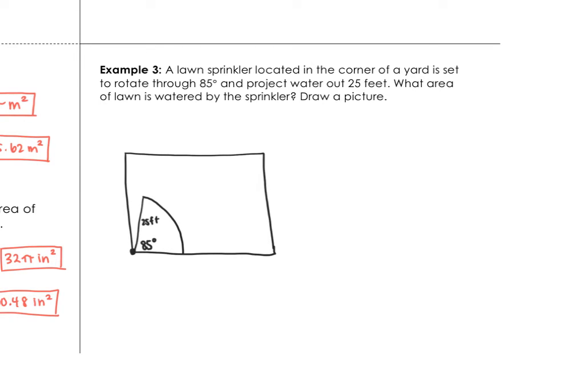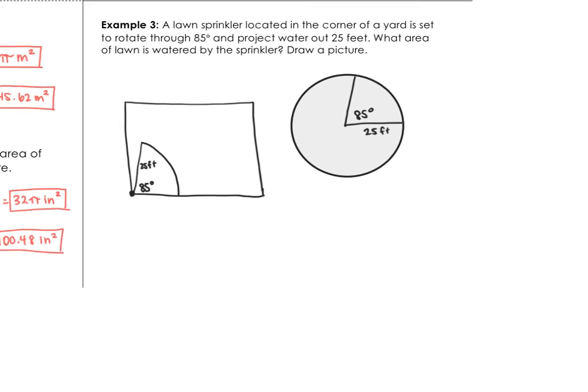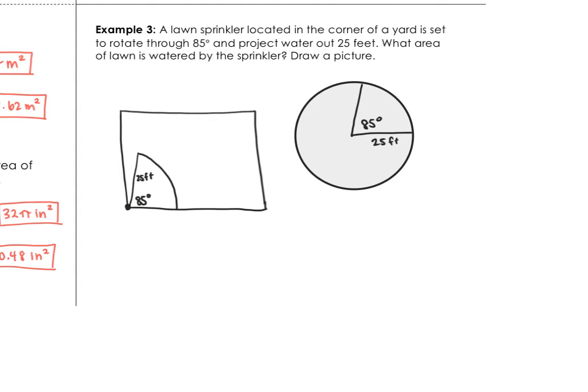So it's just a part of a circle. If it helps you, you can always draw it as a circle. It's basically saying that the angle measurement is 85 degrees and the radius is 25 feet. Using whatever picture is more helpful, we're just going to plug into our formula. So the fraction of the circle is 85 over 360 times pi times my radius squared.